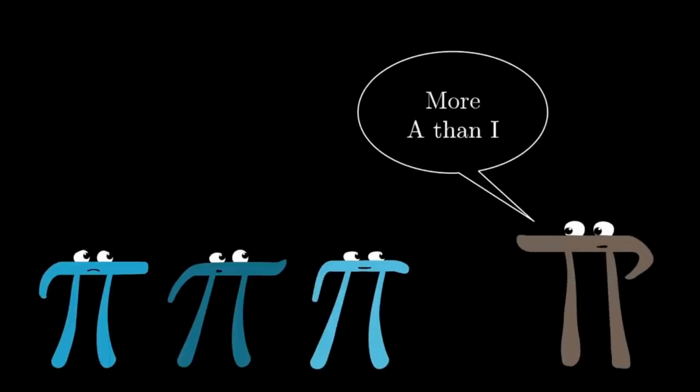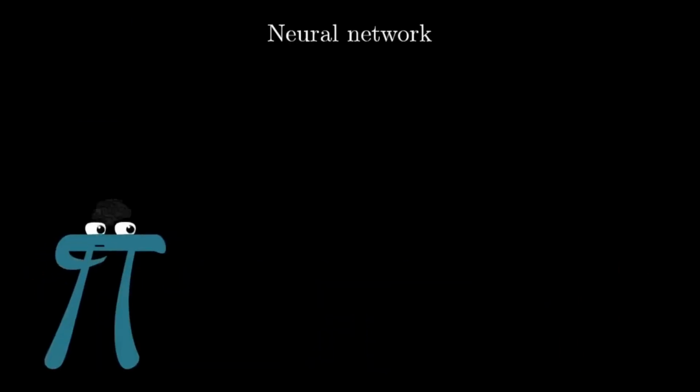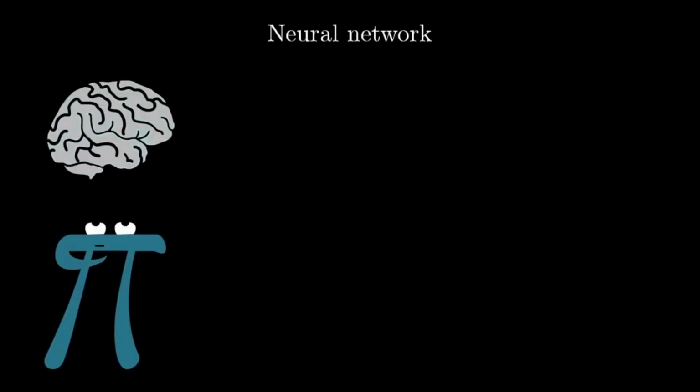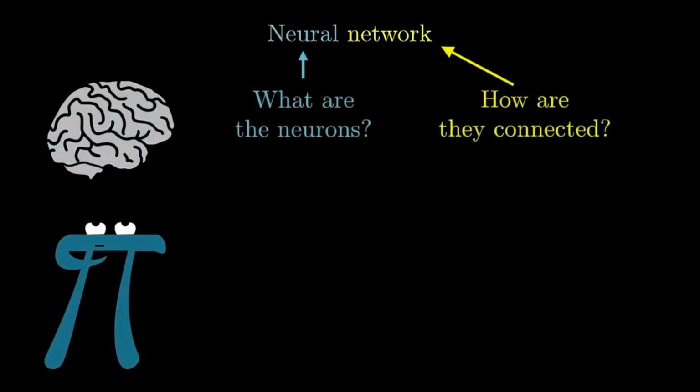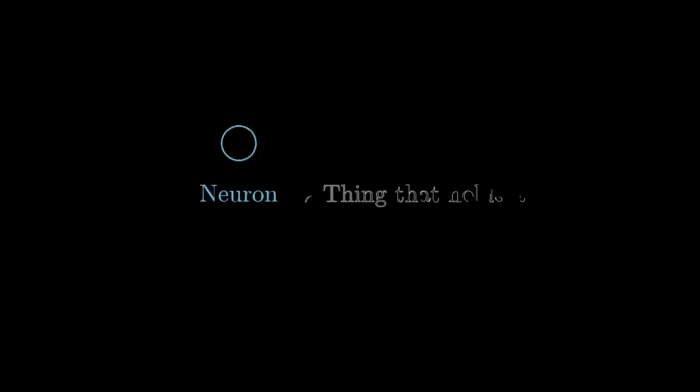As the name suggests, neural networks are inspired by the brain. But let's break that down. What are the neurons, and in what sense are they linked together? Right now, when I say neuron, all I want you to think about is a thing that holds a number, specifically a number between 0 and 1. It's really not more than that.